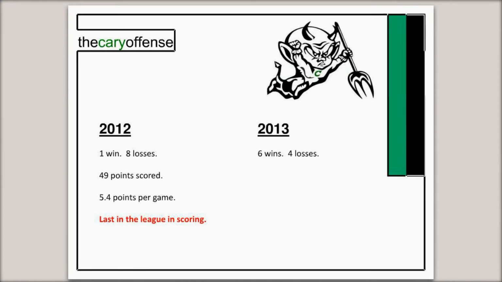We came in 2013, put in the double wing, won 6 games. We scored 294 points, 29.4 a game, and we were first in the league in scoring.